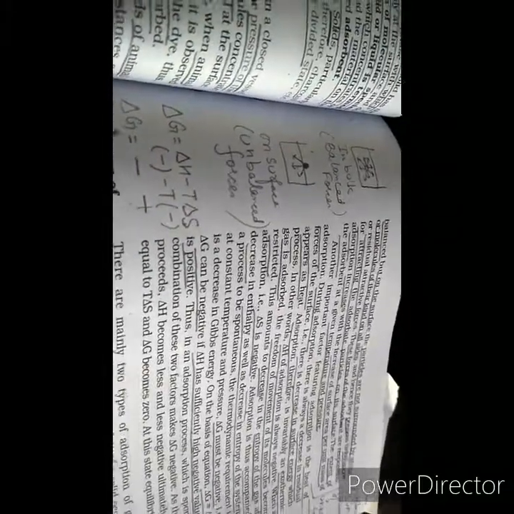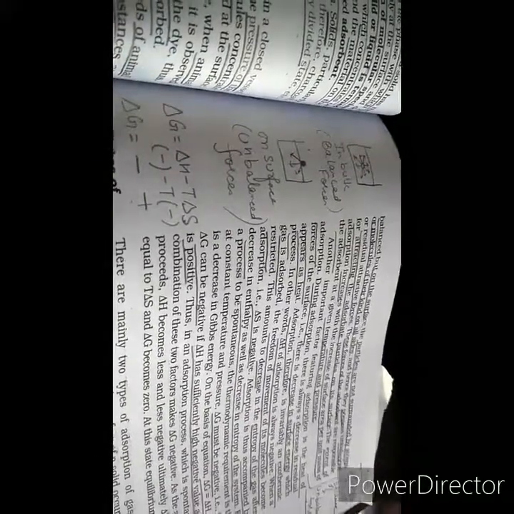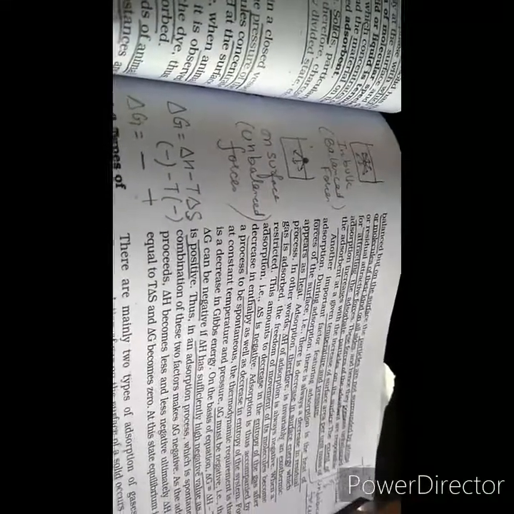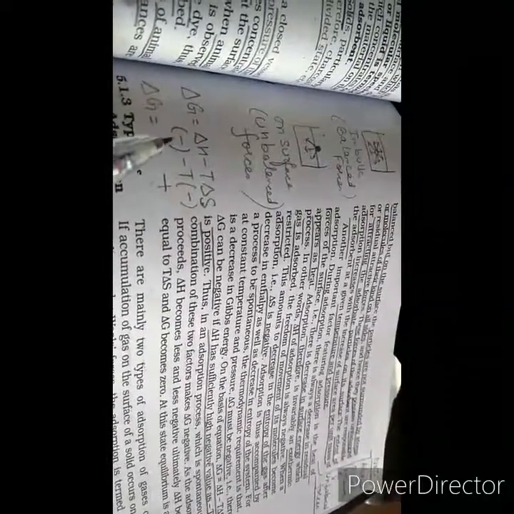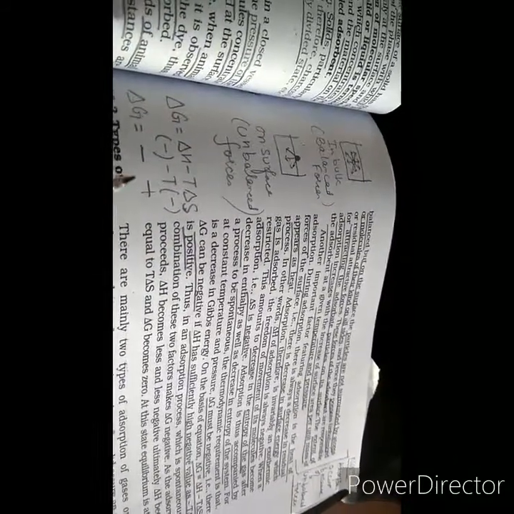Now for the process to be spontaneous, delta G should be negative. Delta G can be negative only when delta H is greater than T delta S, because only then can delta G be negative and the process be spontaneous. Then we can also say that as adsorption proceeds, a time comes when delta H becomes less and less negative, and ultimately it becomes equal to T delta S, and at this point delta G becomes 0 and we say that equilibrium has been attained.